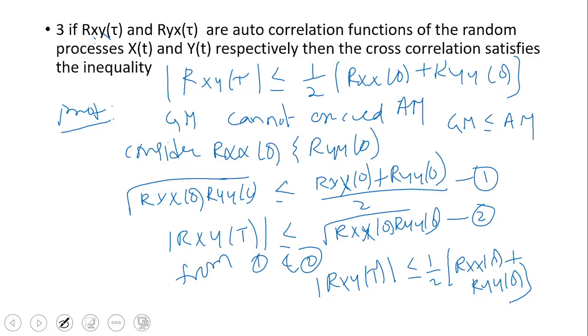Whenever you are solving this property, remember that the geometric mean cannot exceed, that is, it is less than or equal to, the arithmetic mean. So from 1 and 2, from the previous property, you can write that the modulus of Rxy of tau is always less than or equal to the arithmetic mean of those.